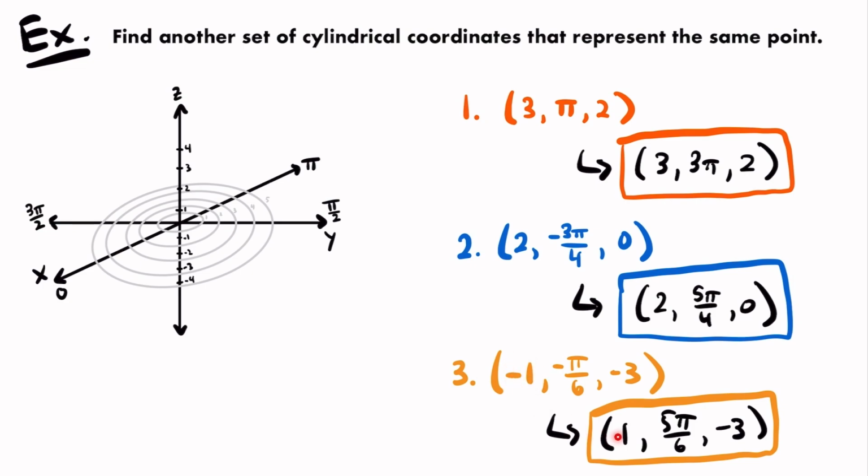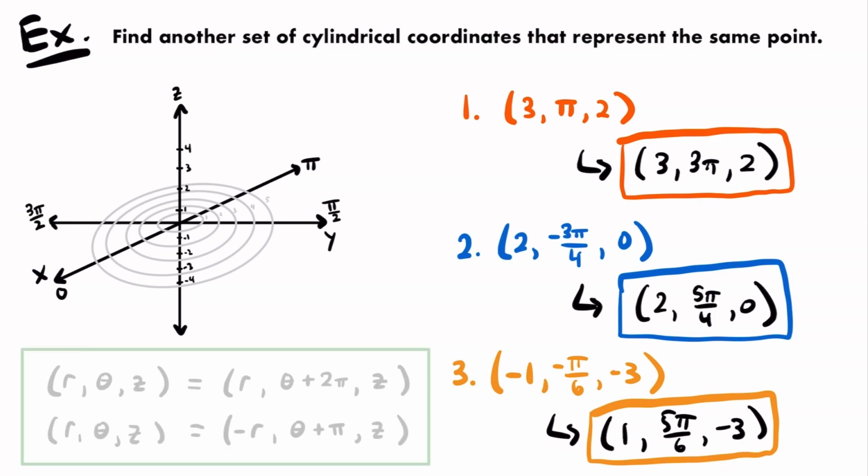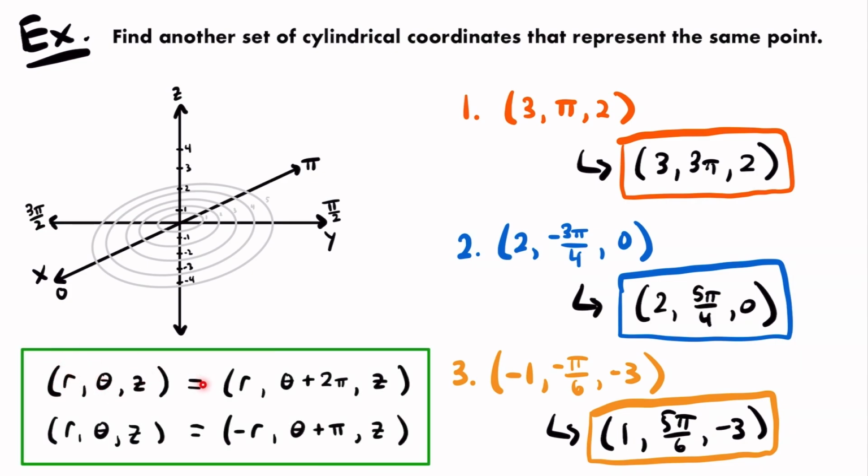We negated the radius, so we went from negative 1 to 1, and then added pi to the angle, so pi divided by 6 becomes 5 pi divided by 6. The rules that I was using in this example are summarized by this. A set of cylindrical coordinates would be equal to that same set, but where you add 2 pi to the angle, or you could take that same set of coordinates, negate the radius, and add pi to the angle.